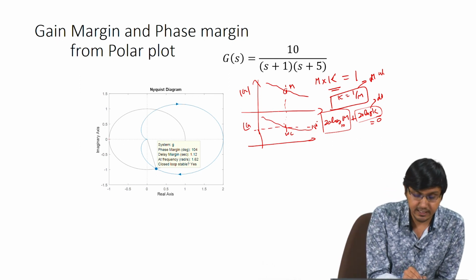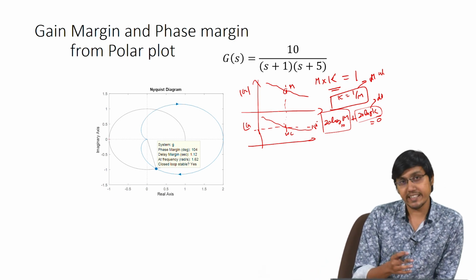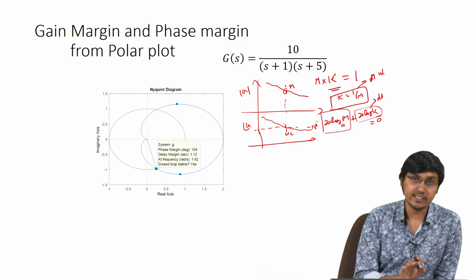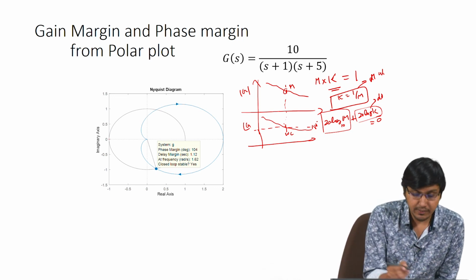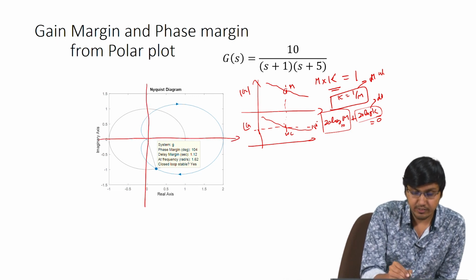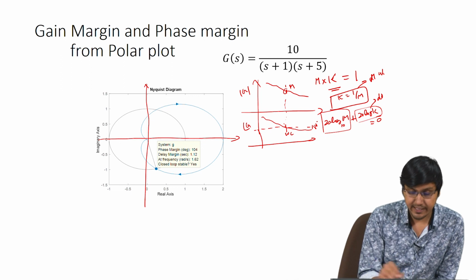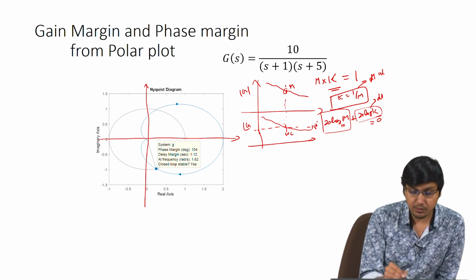So when we said this is the minus 180 degrees, you just need a polar plot for finding this gain margin and phase margin. The mirror image is not really required for this, so let us just forget about it for now. This is the real axis and this is the imaginary axis, and this is the polar plot, the bottom one is the polar plot.